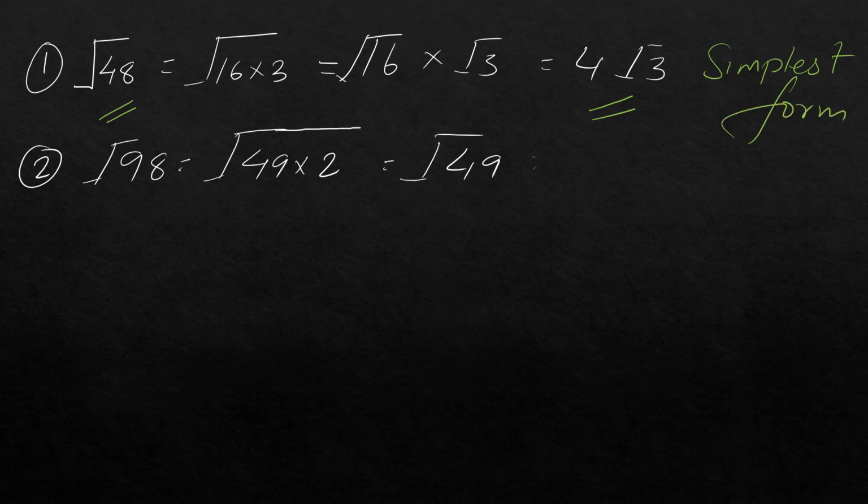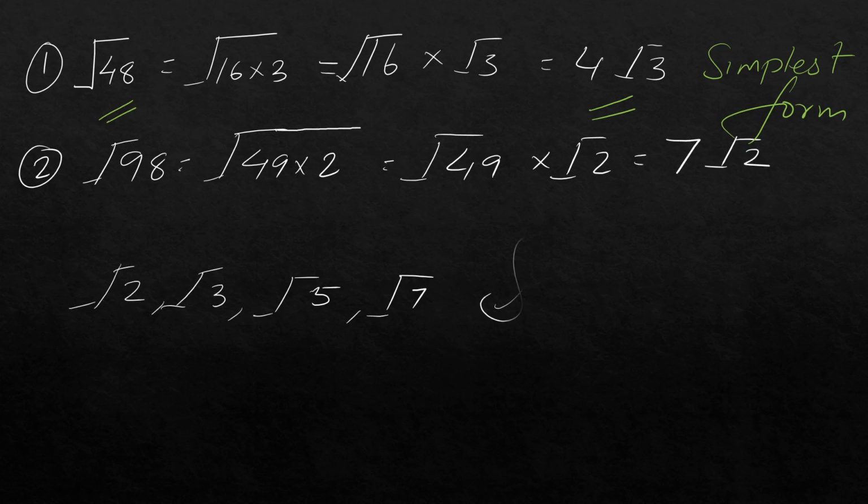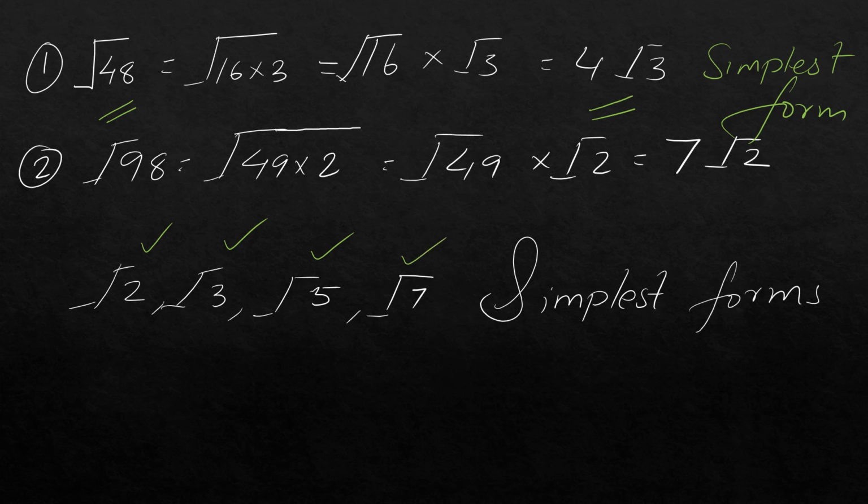Correct? 98, if you are taking 49 root 2, we have 7 root 2, we will write it that way. So root 2, root 3, root 5, root 7, these are all in the simplest form possible, because further we cannot find out the root of such, because all those are irrational numbers, and naturally the matter ends there, and we have to write them in simplest form.